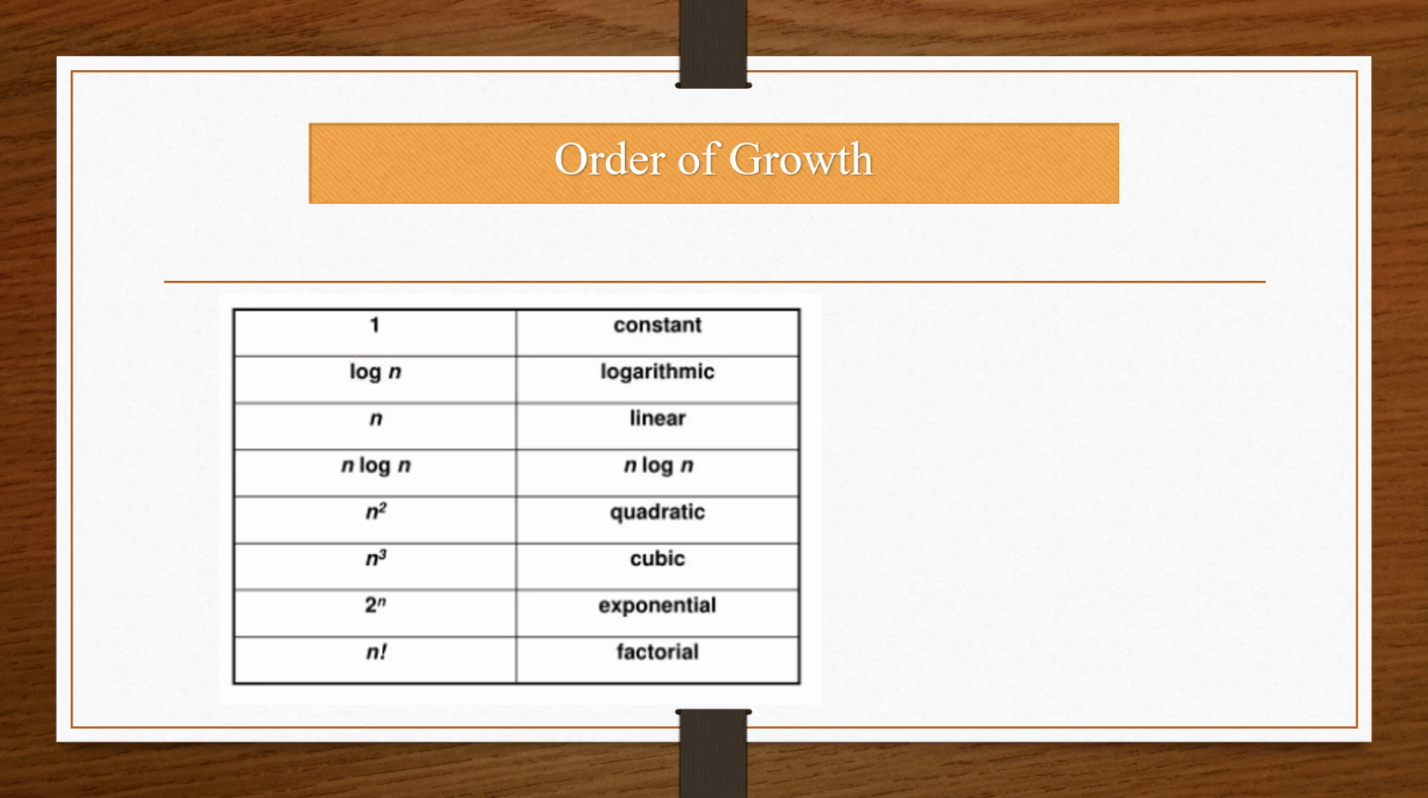That is the constant representation. Next one, order of log n, which is logarithmic. Then n, which is linear. Then n log n. Then n square, that is quadratic. n cube, cubic. 2 power n, which is exponential. And n factorial, which is factorial. So this is how the order of growth increases.